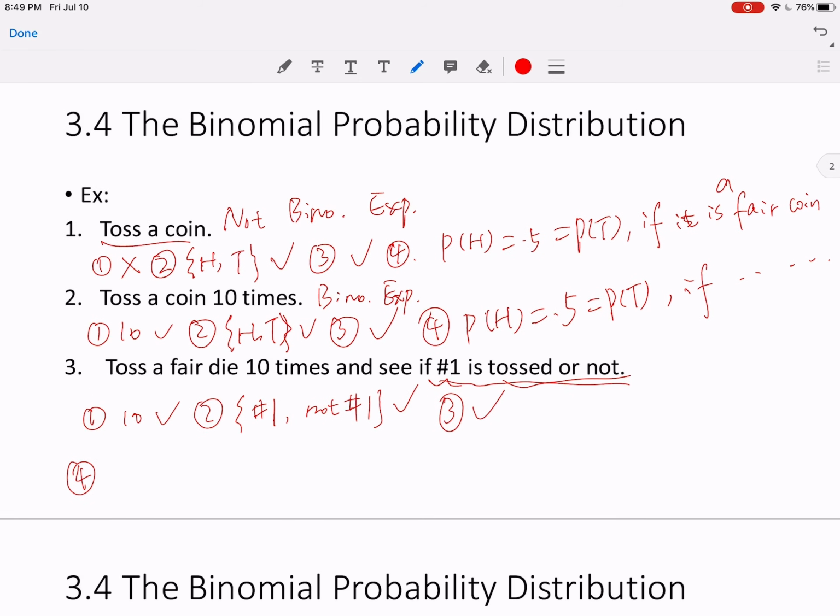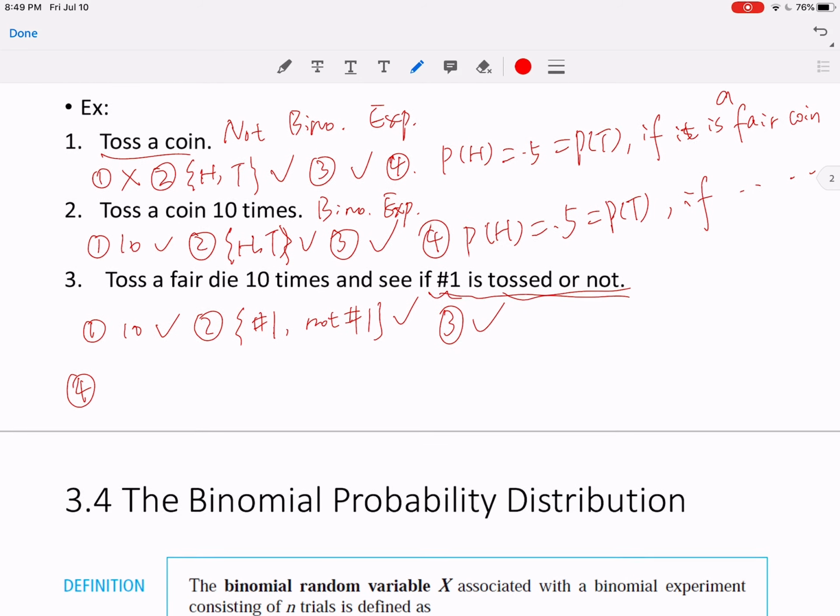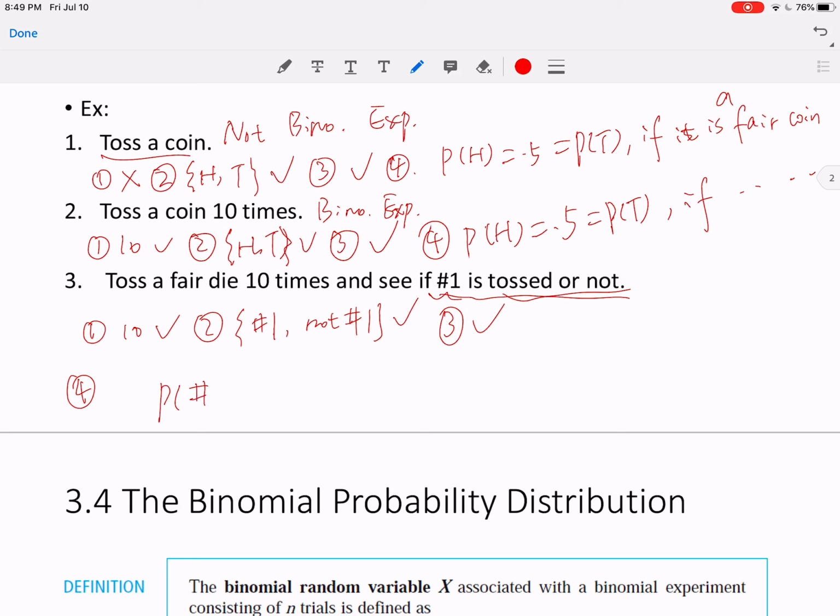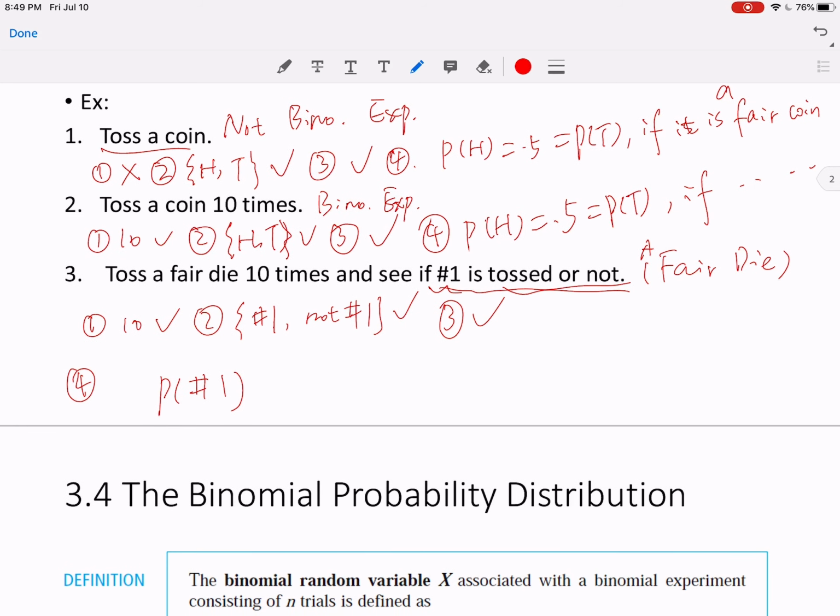So now let's see what is the probability that 1 is tossed. Of course, we'll assume that this is a fair die. So, if we assume we're tossing a fair die, the probability that we got a 1 would be 1 over 6. And the probability of not number 1 is 5 over 6. And we know this probability is constant because we assume that it is a fair die. So number 4 is satisfied.